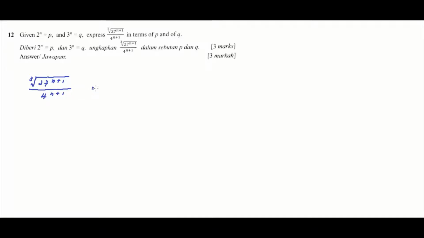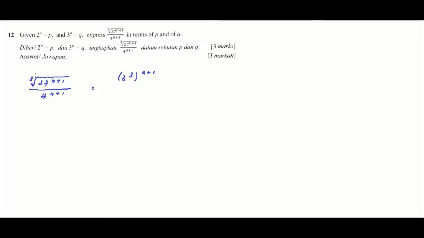From the information given here, it's 2 to the power of n and 3 to the power of n. So for the bases of 4 and 27, we might need to change them to 2 or 3, so that later we can change the form to p and q. For the 27, it's going to be 3 to the power of 3. Then don't forget you still have your n plus 1. So this is how you can write it.